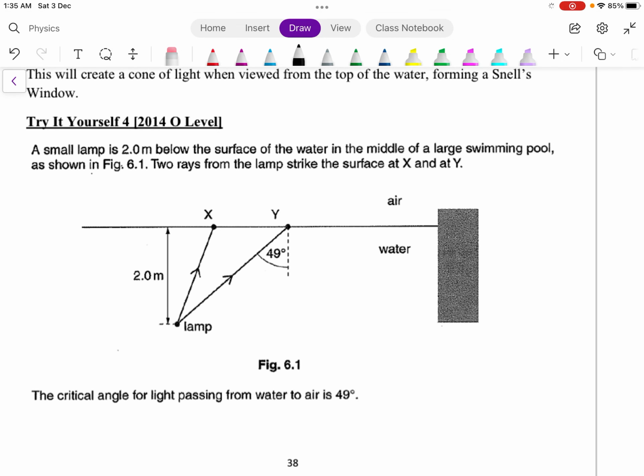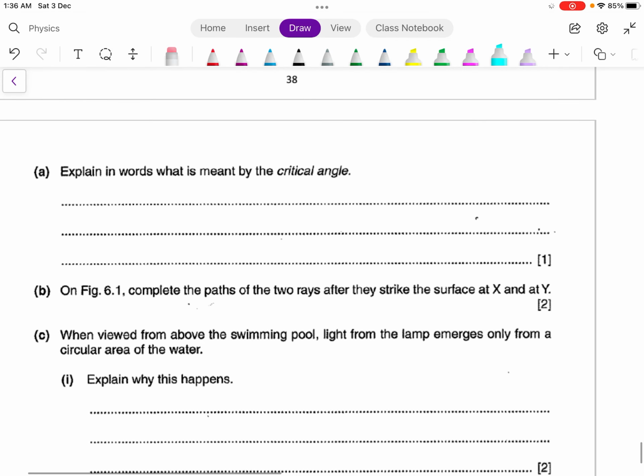You can try this question first before you look at the answer. Imagine that we have a small lamp which is 2 meters below the surface of the water in the middle of a large swimming pool. Two rays from the lamp strike the surface at X and Y. The critical angle for the light passing from water to air is 49 degrees. Okay, so let's take a look at question A.